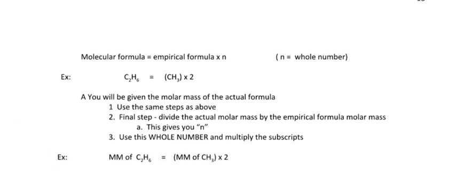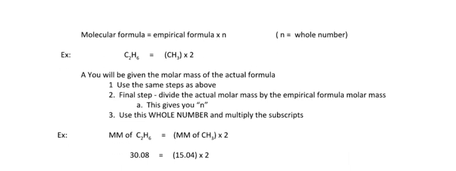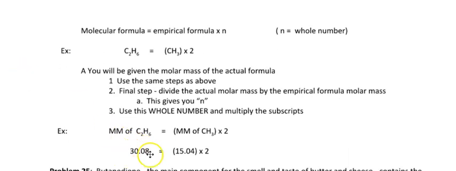So let's see what I'm talking about. For example, the molar mass of C2H6, by the way, this is ethane, is equal to the molar mass of its empirical formula times some number. Is that true? Well, yeah. What's the molar mass of C2H6? Periodic table. All right, it's 30.08. It's equal to 15.04 times 2. So that does work out.